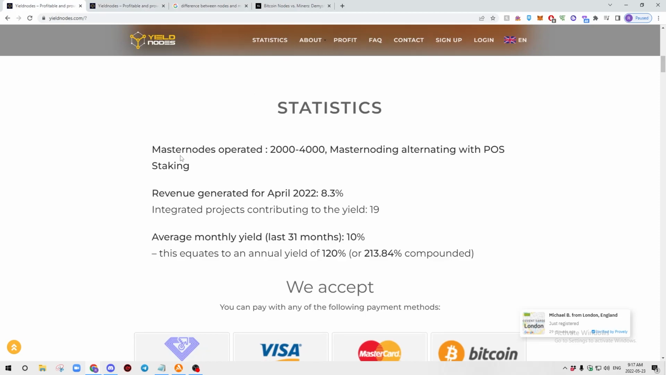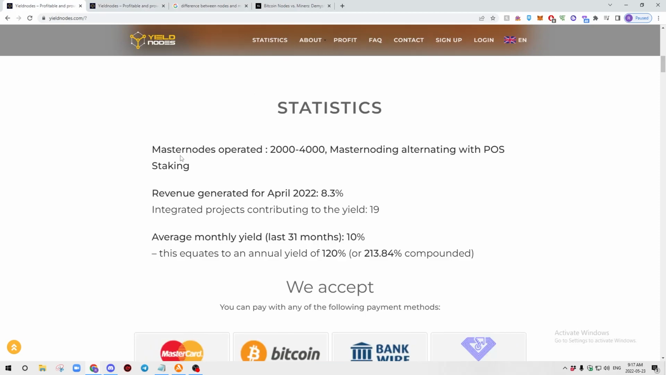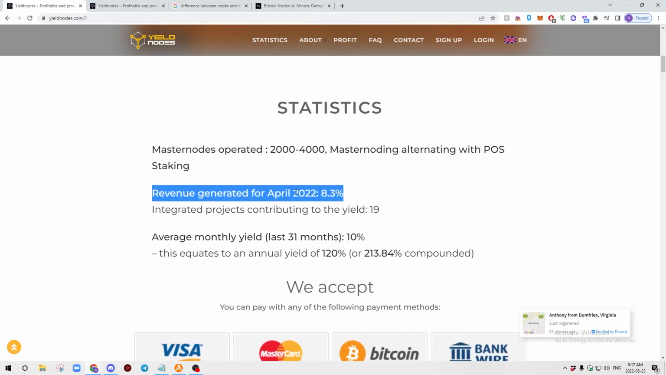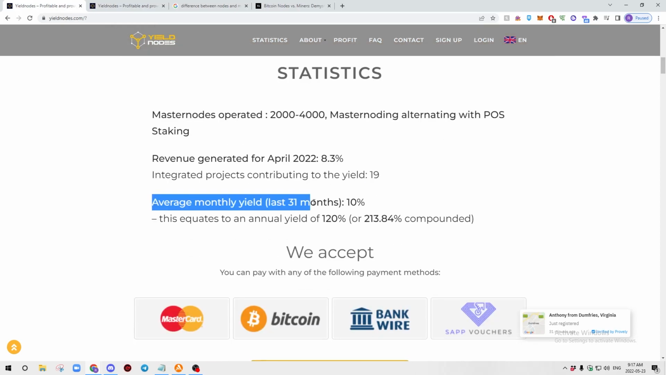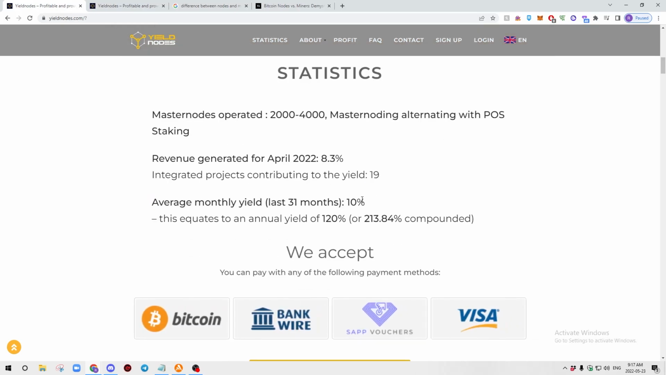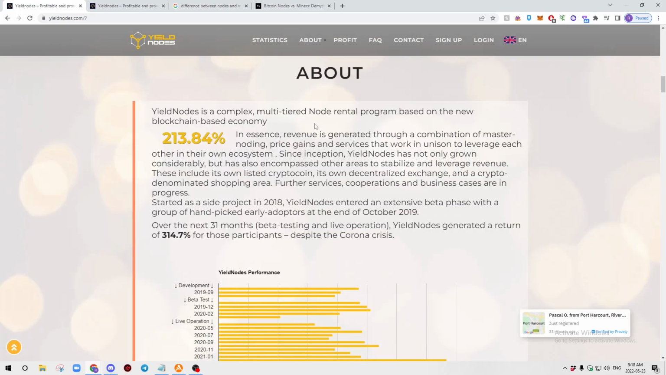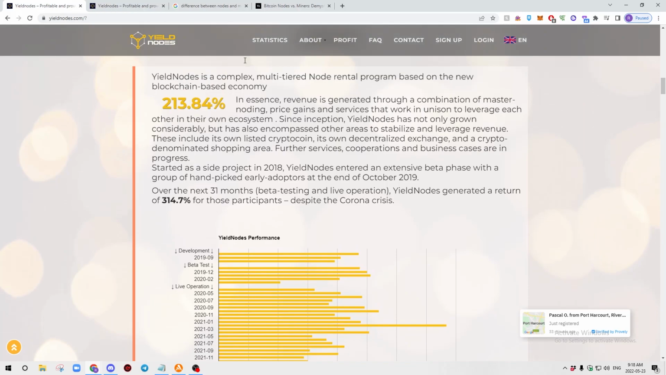And the way yield nodes works is you generate and earn, kind of like a bank account, having your money sit in there, right? If you let your money sit and stake your crypto, right? And you could see what it's done last month of April is about 8.3%. Average in the last 31 months is about 10%. Let's break down the performance of this, right?